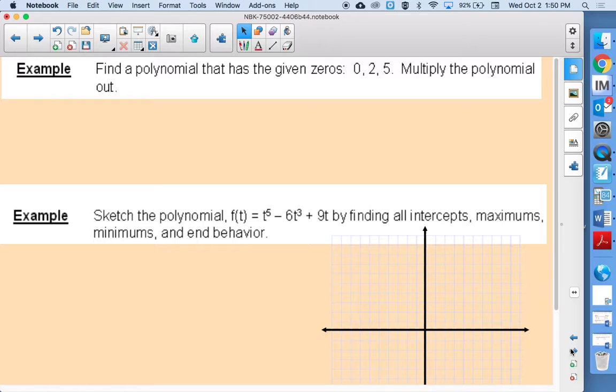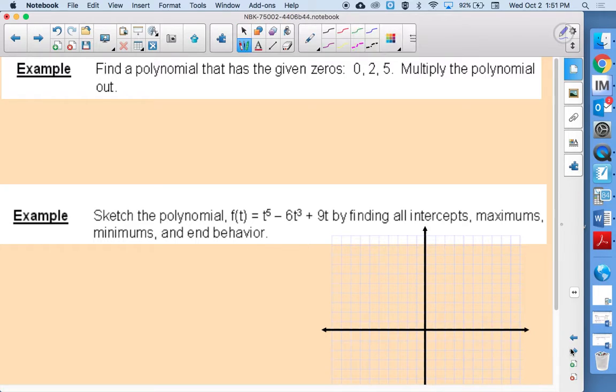All right, two other problems that we're going to look at today. The problem at the top of the next page gives you the zeros. So we just had a 0 at 0, 1 and -1 for the last problem. Here are zeros at 0, 2, and 5. It says multiply the polynomial out, find the polynomial that has these zeros. How would you find a polynomial that has these specific zeros? What do you think you do to get a polynomial? Jacob, what do you think?